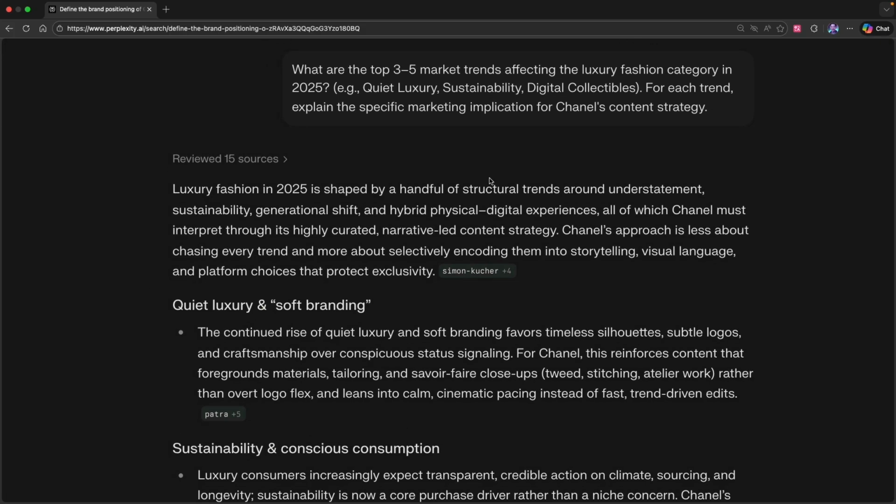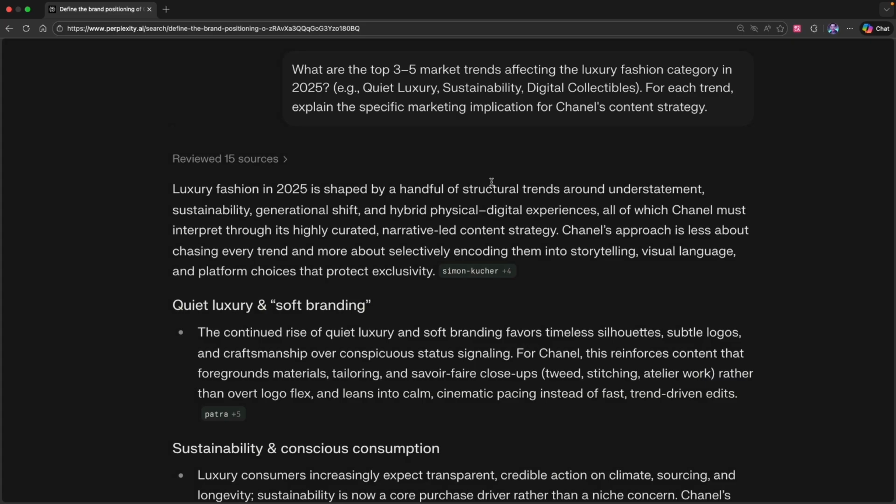Okay, so moving on to the prompt 3's result, the market trends. This is where many marketers get it wrong. They see a trend and they blindly follow it. But look at what the AI says about Chanel. It is less about chasing every trend and more about selectively encoding them. This is brilliant. Chanel doesn't jump on a bandwagon unless it fits their story.